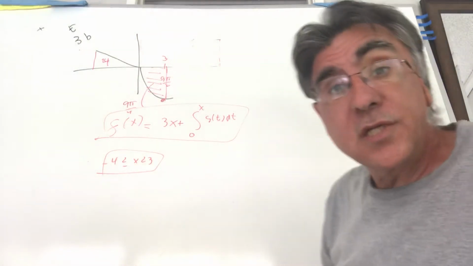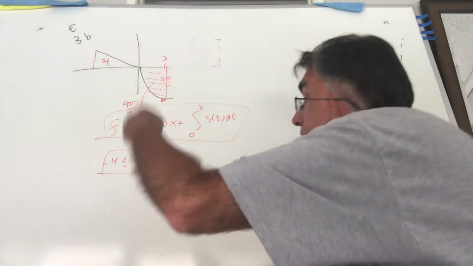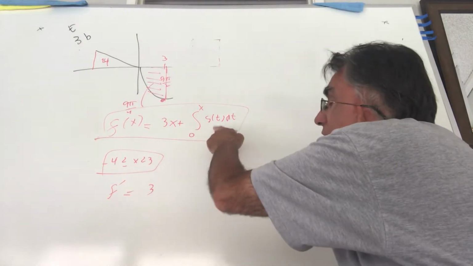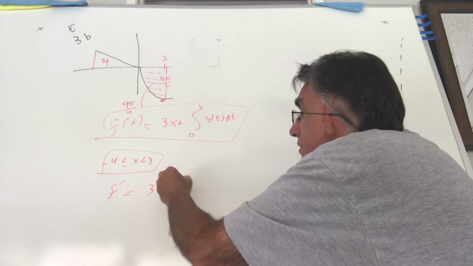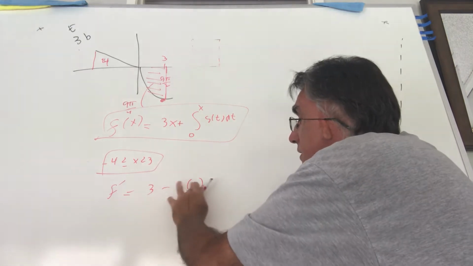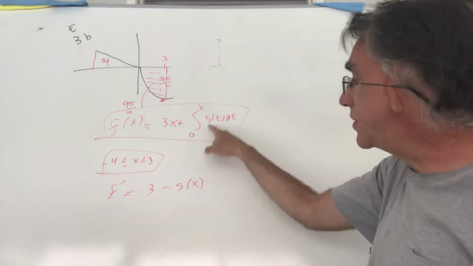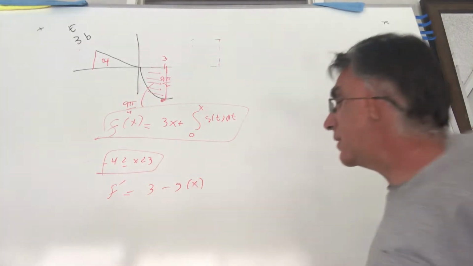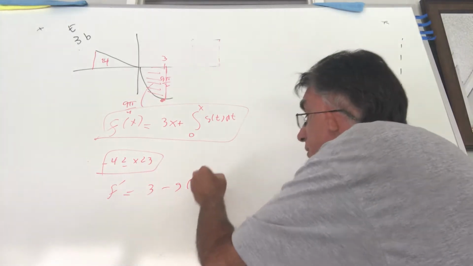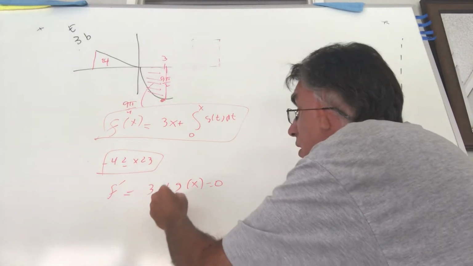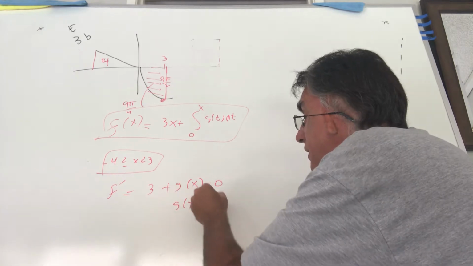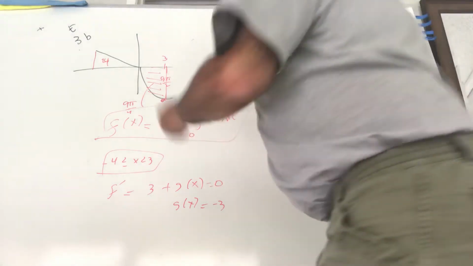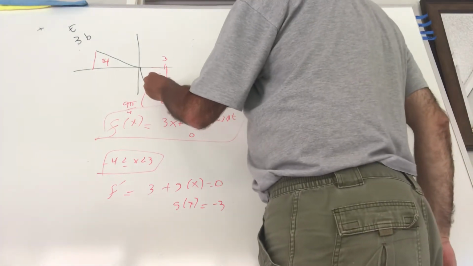Okay, where's our maximum? When the derivative is equal to 0. So I take the derivative: the derivative of 3x is 3. Now you have to remember, the derivative of the integral is just g of x, just from what we call the second fundamental theorem of calculus. So the question is, when is g negative 3? Well, the only time g is negative 3 is right here.